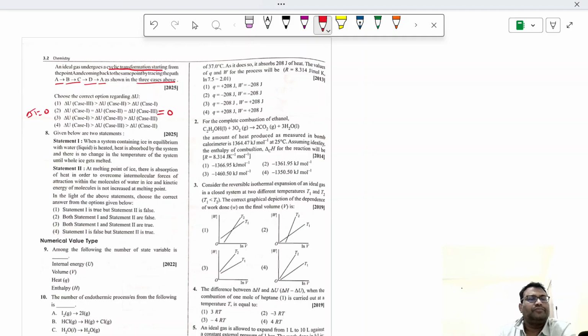Next, coming to question number 8. A statement type question is given. What is statement 1 given to us? When a system containing ice in equilibrium with water is heated. So now there is ice here, and ice is in equilibrium with some water. Water is also present here, right?